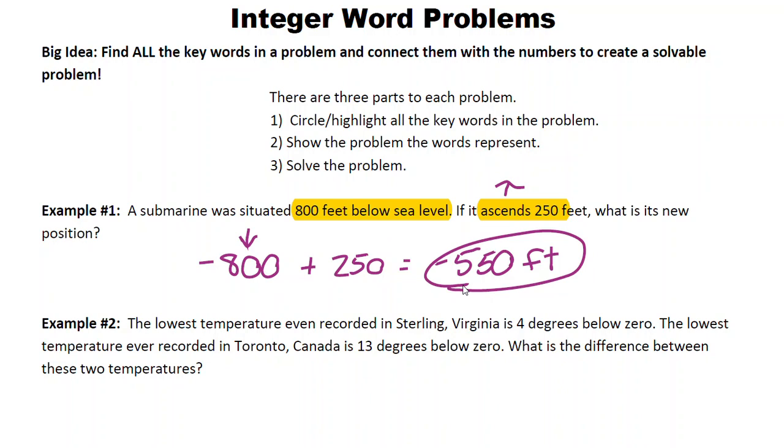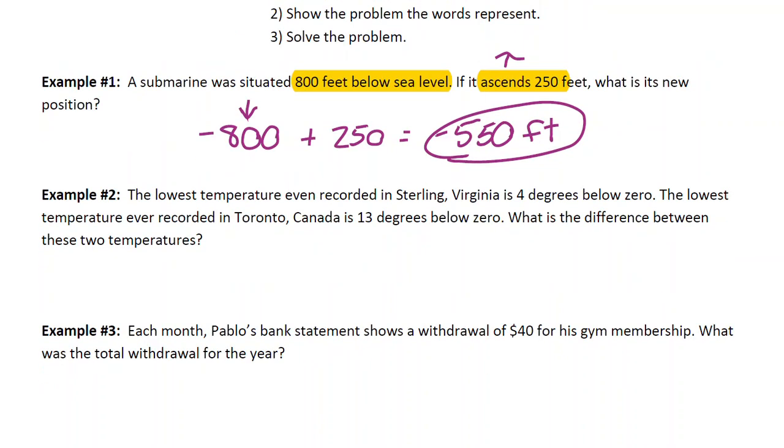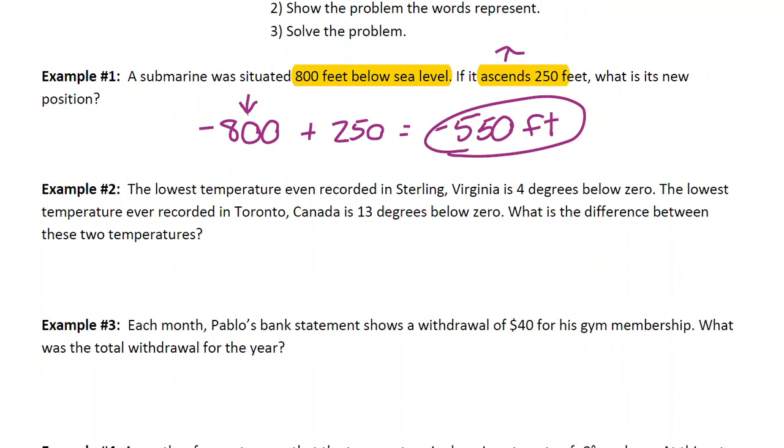Number 2, the lowest temperature ever recorded in Sterling, Virginia was 4 degrees below zero. The lowest temperature ever recorded in Toronto, Canada was 13 degrees below zero. What is the difference between these two temperatures? So when we go to solve this one, let's highlight our keywords. We're starting at 4 degrees below zero, and then Toronto is 13 degrees below zero, and it wants to know what is the difference between the two of them.